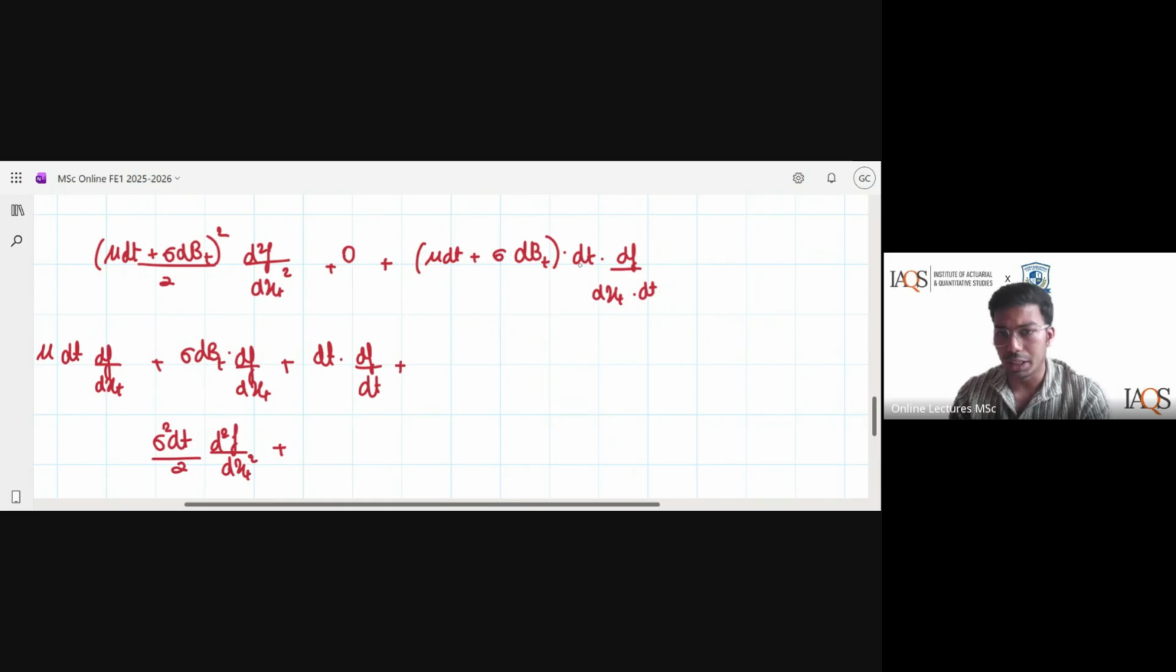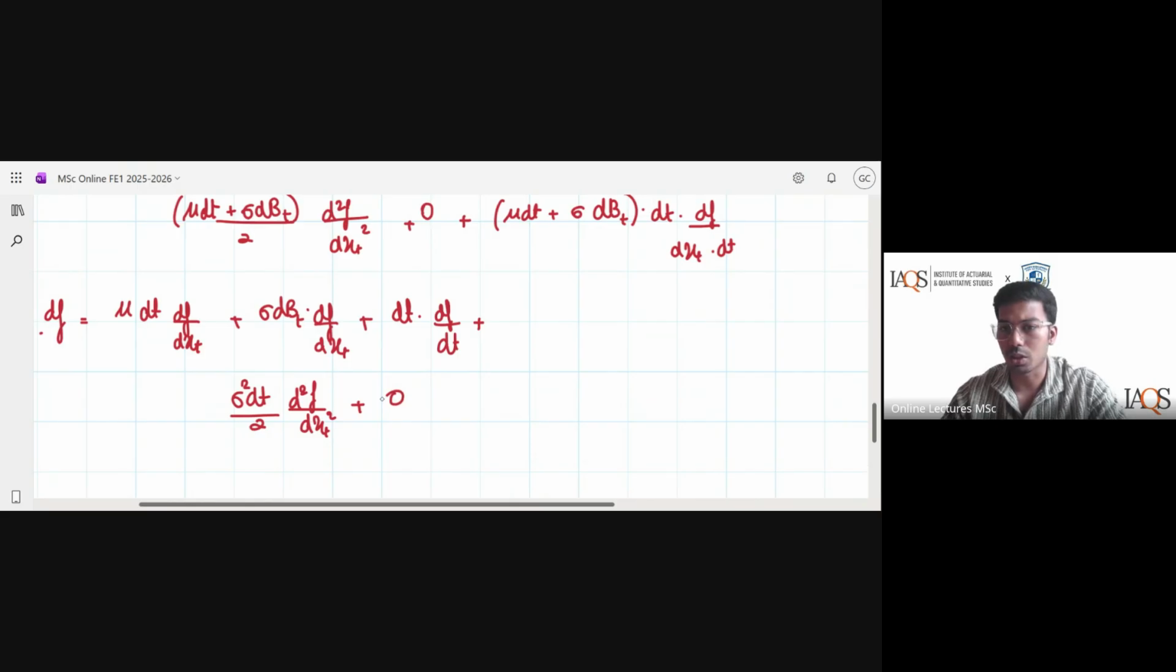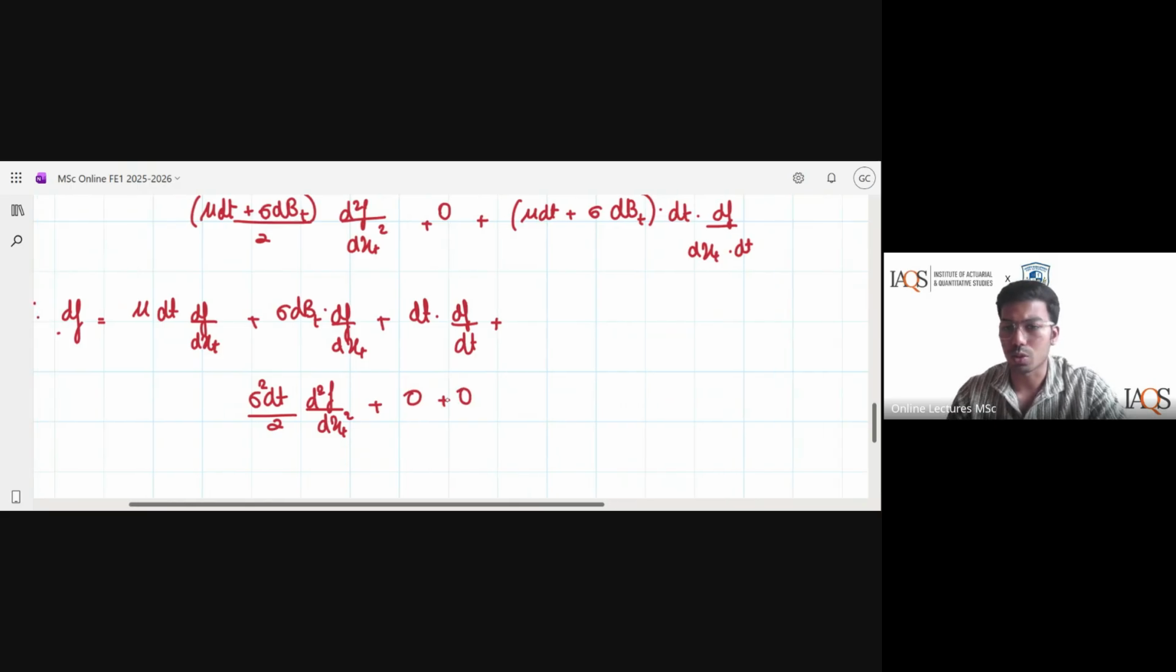Sigma dbt into dt, dbt into dt, I know is 0. Hence, can I say even this entire term will go off? Therefore, this will also become 0. Let me just write 2 zeros.